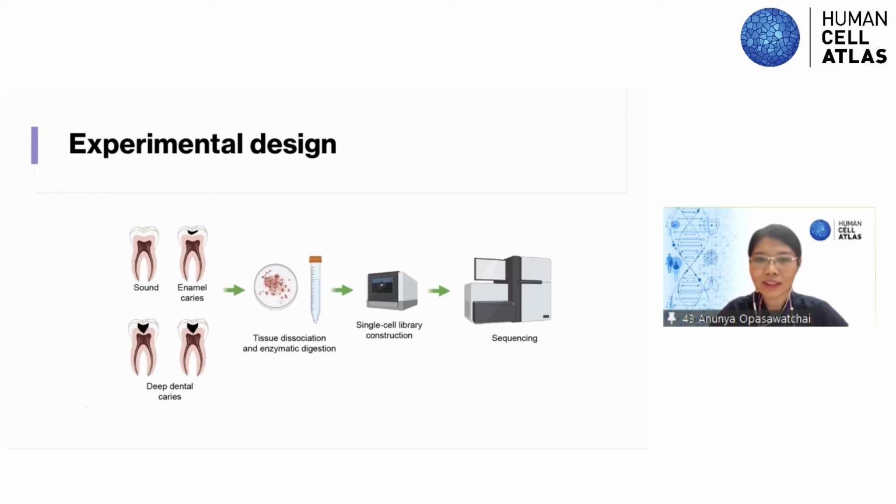So here's our experimental outline. We collected permanent third molars, better known as wisdom teeth, from the patients, and we collected 4 of them. One of them is a sound tooth, another one had enamel caries, and the other 2 had deep dental caries. We performed tissue dissociation and enzymatic digestion before single-cell library preparation by 10x, and we sent them for sequencing.